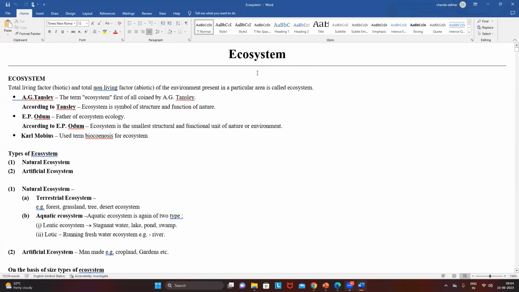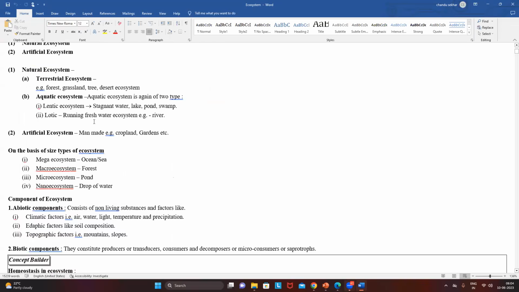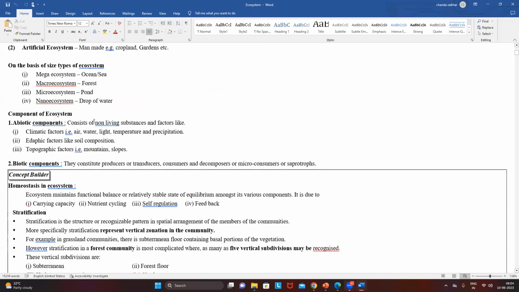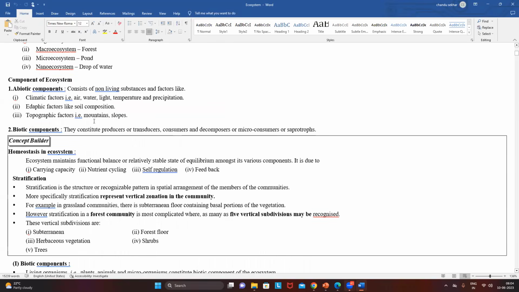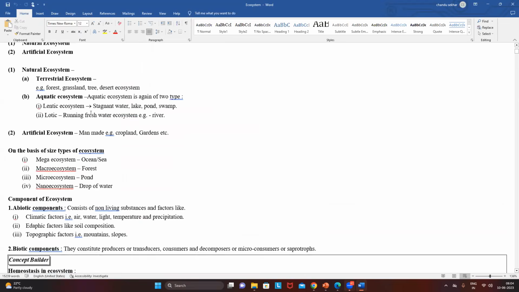And in your last APPSC and TSPSC, they compulsorily asked questions on the names of scientists and their contributions. So in the entire ecology, I have mentioned all the scientists in every PDF. I want you to read all the scientists and their contributions.